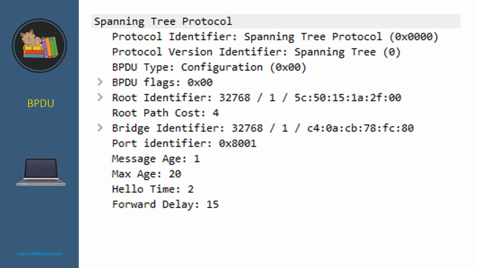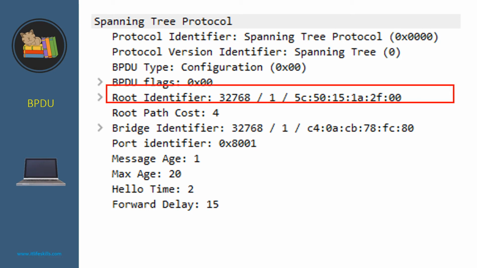STP uses Bridge Protocol Data Unit, or BPDU, to allow the switches to communicate with each other to build the spanning tree. BPDU contains the following fields. Root identifier. This field lists the root switch information. Root path cost is the cost from the current switch to the root switch. The root switch has the root path cost of 0. So in this example, the root path cost from the current switch to the root switch is 4.